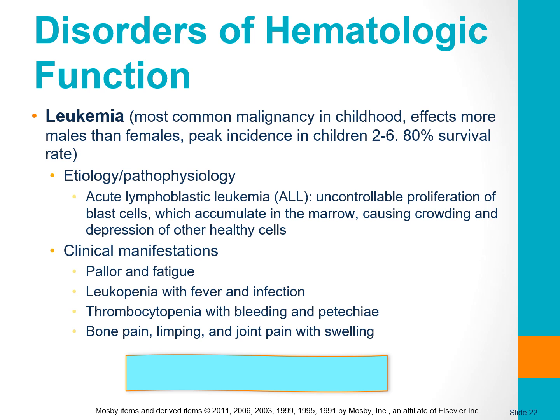So what exactly is leukemia, or ALL? It's acute lymphoblastic leukemia. It's an uncontrollable proliferation of blast cells, meaning immature cells. These accumulate in the bone marrow, causing crowding and depression of other healthy cells. So kids typically present with increased pallor, increased fatigue, leukopenia with fever and infection, thrombocytopenia with bleeding and petechiae, bone pain, limping, joint pain, and swelling.